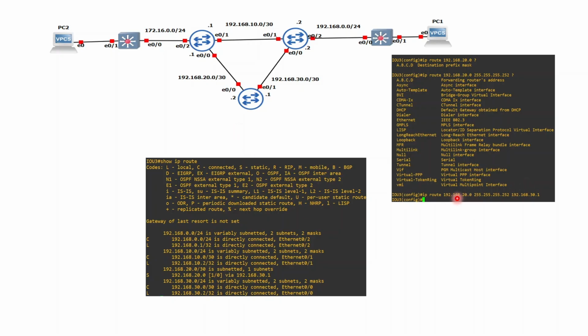Now after I enter that command, I run show ip route. I come to look at the routing table of my router, to see if this destination network has been added to the routing table. The command is just the same: I enter the command show ip route.